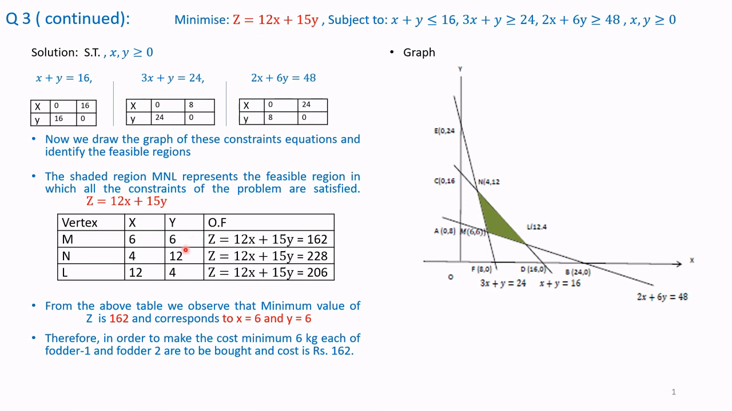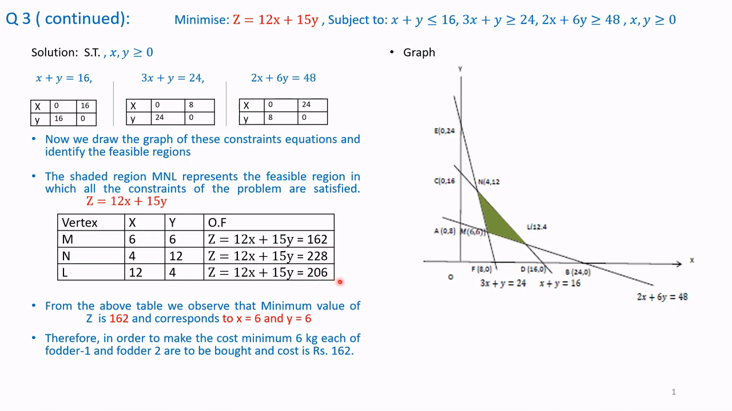And the next point is N. For N the coordinates are 4 and 12. So for the objective function z is equal to 12x plus 15y, we get 12 into 4 plus 15 into 12. That is equal to 228. And the next point is L. L coordinates are x is equal to 12 and y is equal to 4. Therefore, the objective function z is equal to 12 into 12, that is 144, plus 15 into 4. So we get 12x plus 15y is equal to 206.